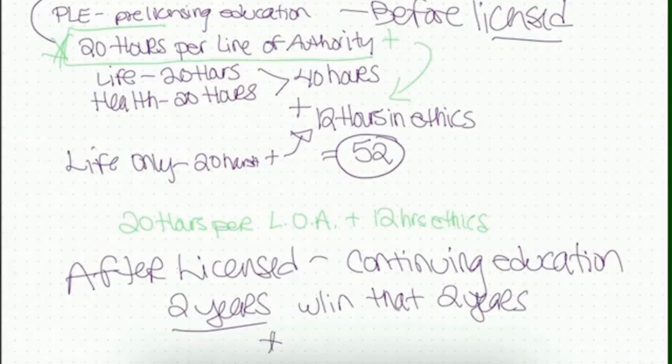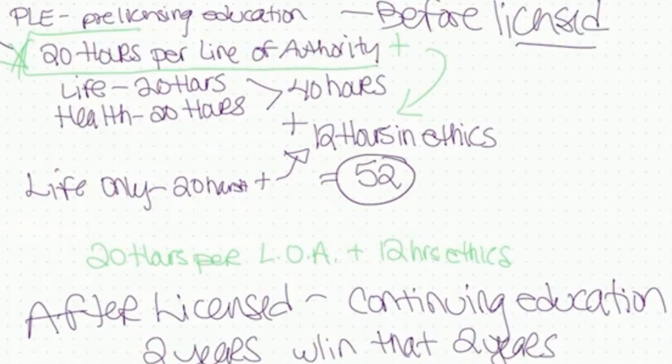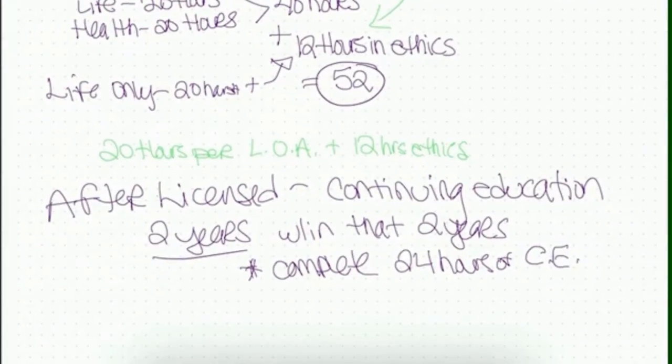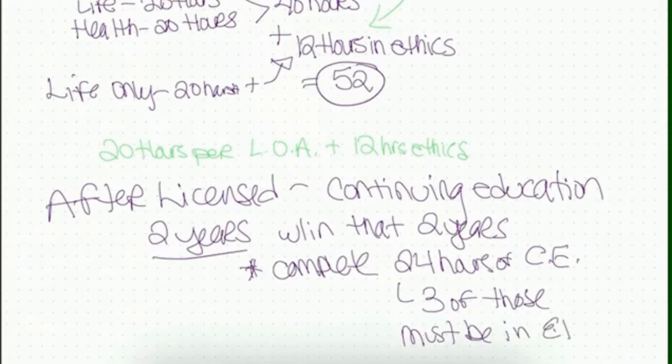24 hours of CE. You'll need to go in and get a certified CE course. Sometimes the company that you're working for will have one that they recommend. We also have those available through our partnership with WebCE. You must complete 24 hours of continuing education every 2 years. And 3 of those hours must be in ethics. So it's not 27, it's that 3 of the 24 hours must be in ethics.